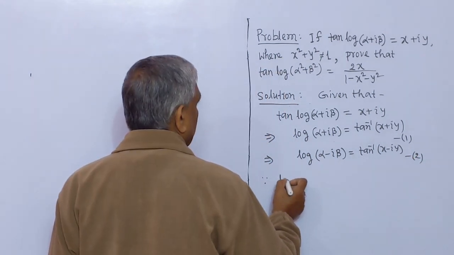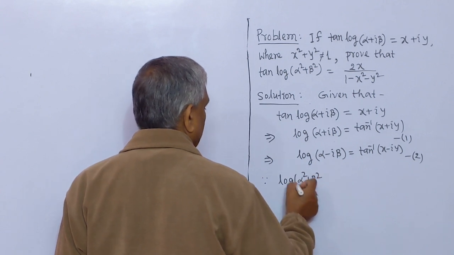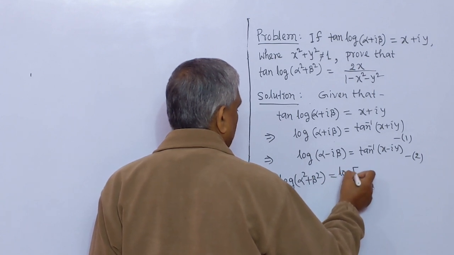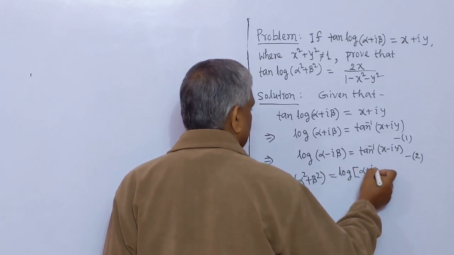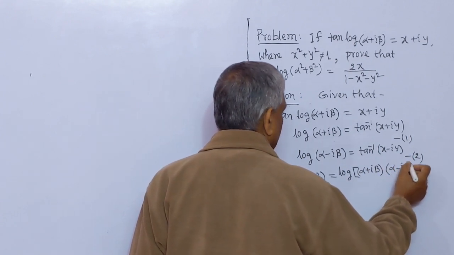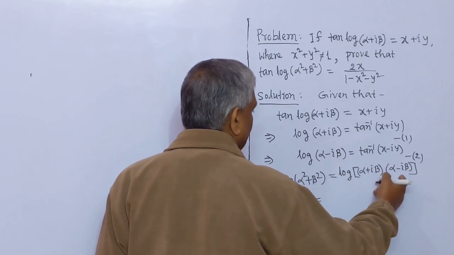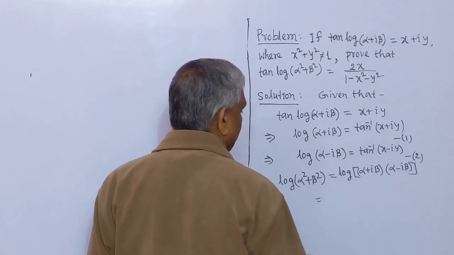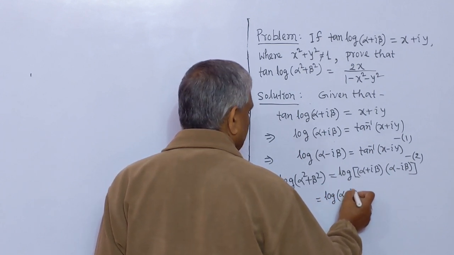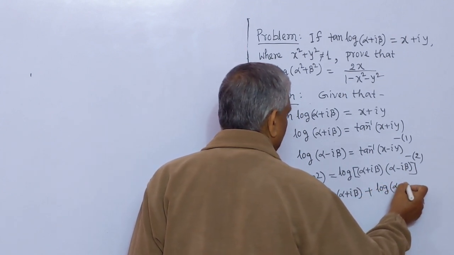Since log(α² + β²) equals log[(α + iβ)(α − iβ)], and this is equal to log(m·n) = log m + log n, that is log(α + iβ) + log(α − iβ).